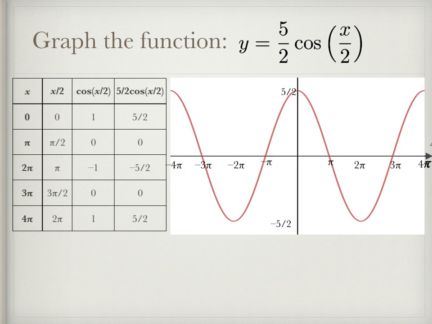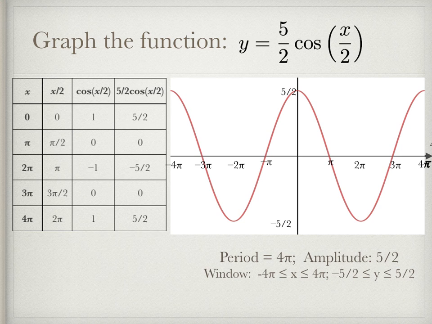We can tell from our equation that the 5/2 is the amplitude. We can see that in our graph as well. We can tell from our equation that the period will be 2 pi divided by 1/2. To divide by 1/2 is the same thing as multiply by 2. So our period, according to our equation, is going to be 4 pi, and that's verified in our graph. So our period is 4 pi. Our amplitude is 5 over 2. The window that I used on the x was -4 pi to 4 pi, and on the y I went from -5/2 to 5/2.